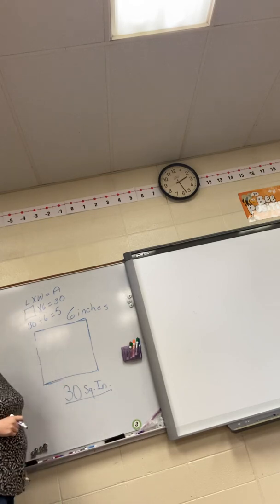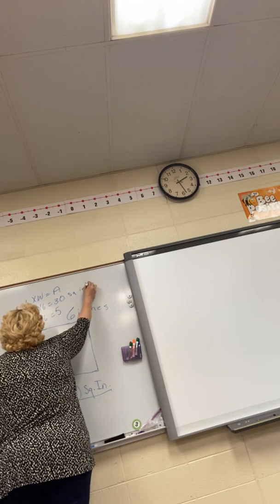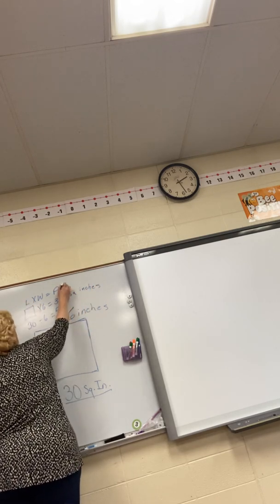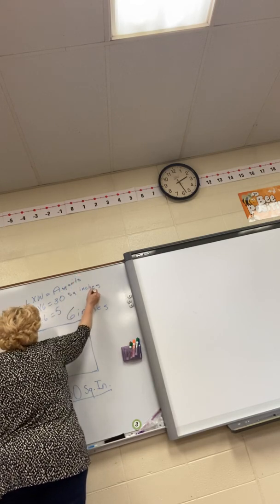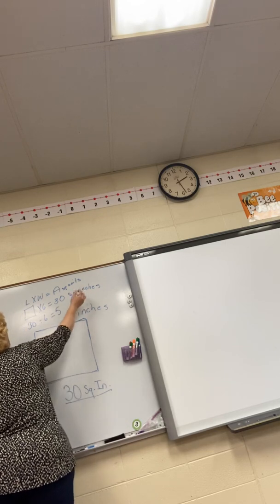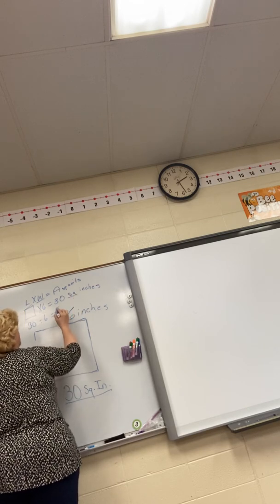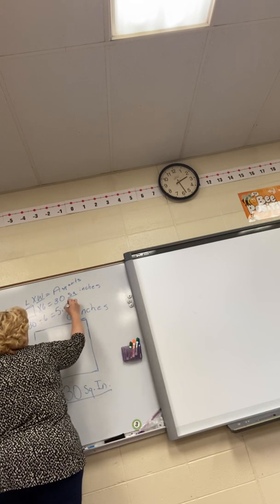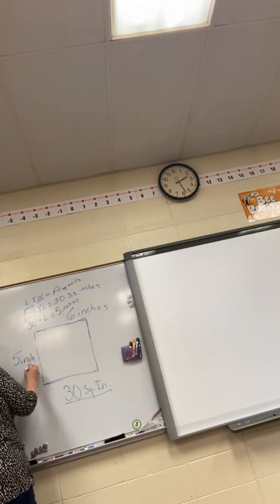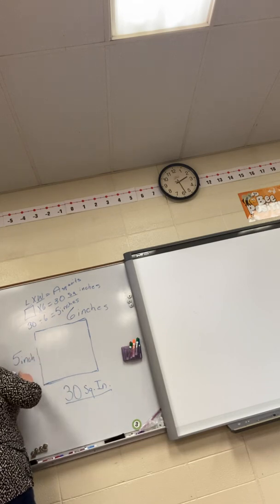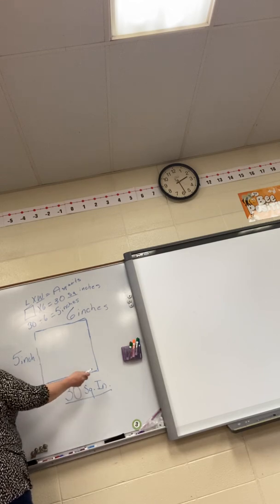Now this is where it gets tricky, because this answer is in square inches, and this area is always in square units, which happens to be inches this time. But length and width are not in squares. So this would just be inches, because you would just be taking the 5 inches times the 6 inches. And when you multiply them, that's where you get the square, because you're counting all the sides of it. 30 square inches.